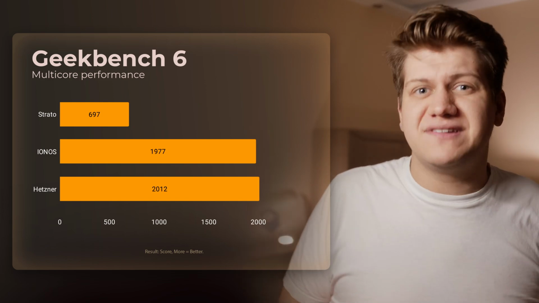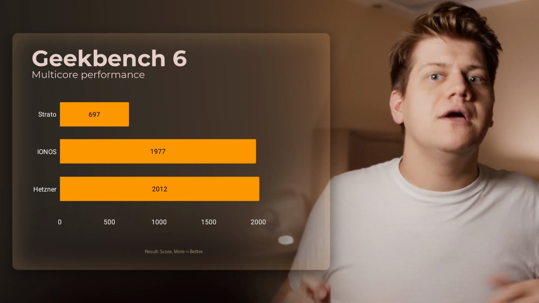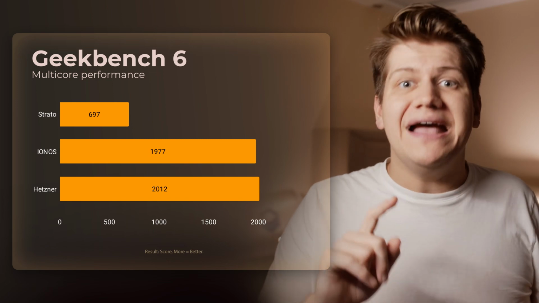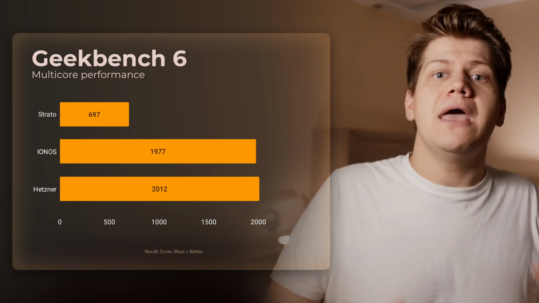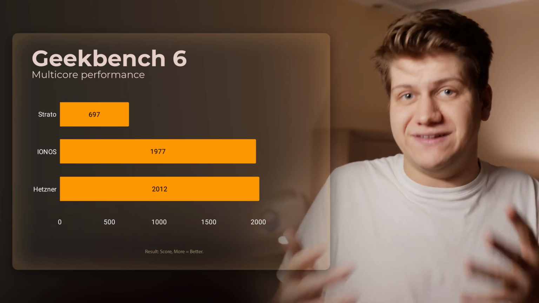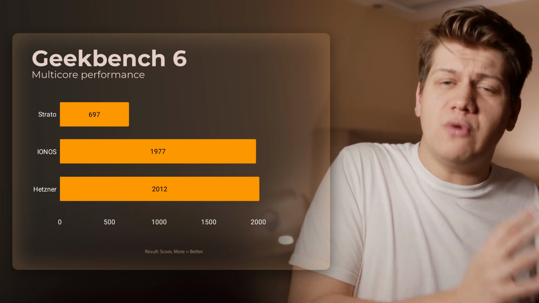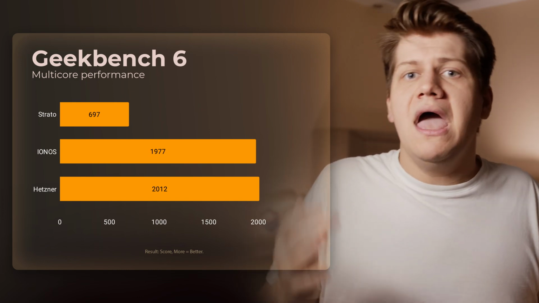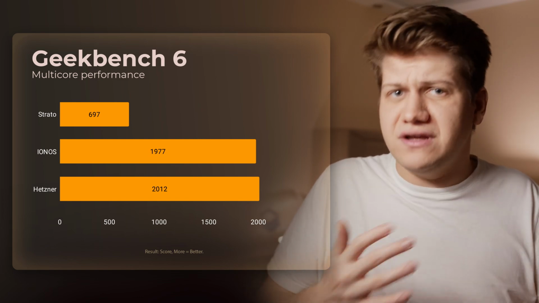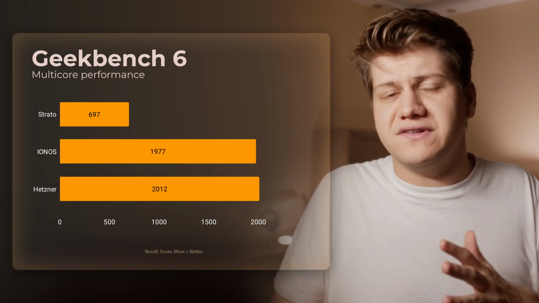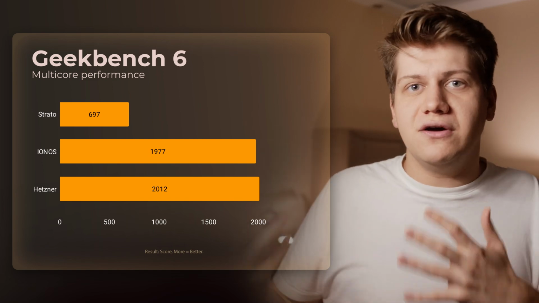In multi-core performance, Strato loses performance because 1 GB of RAM is just not enough to run multi-core benchmarks from Geekbench 6, and it ends up eating a lot of swap, because there is not a lot of RAM. Also, Strato VPS is just single core, whereas both Ionos and Hetzner, at least this offer that I got, have two cores.